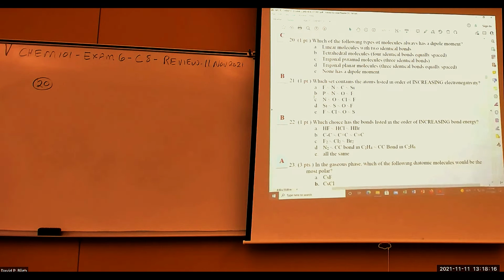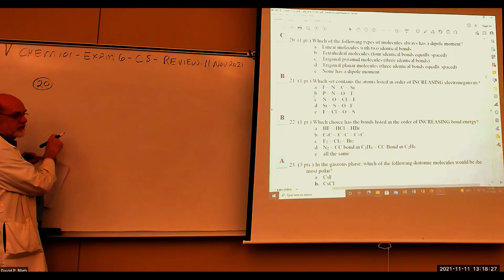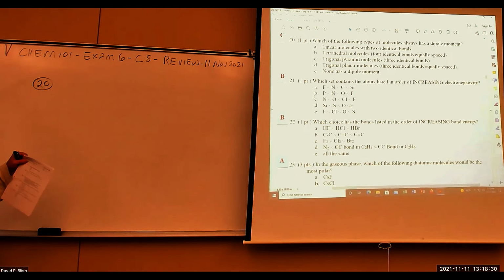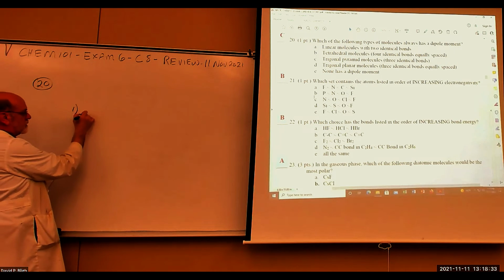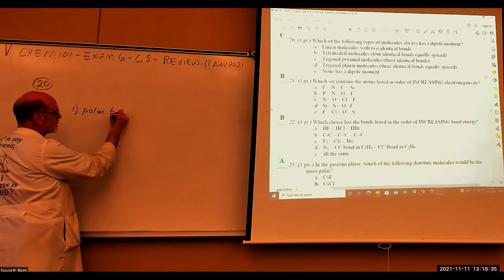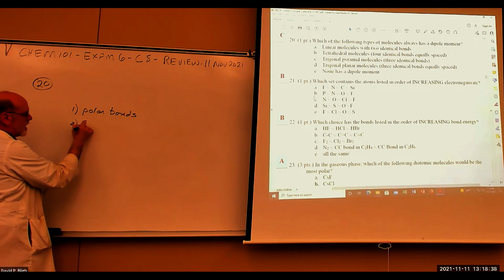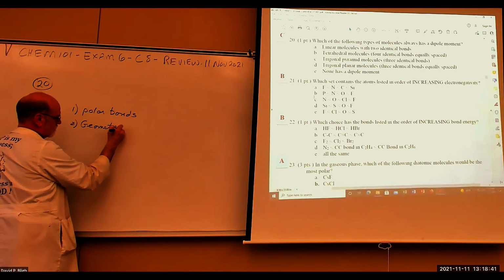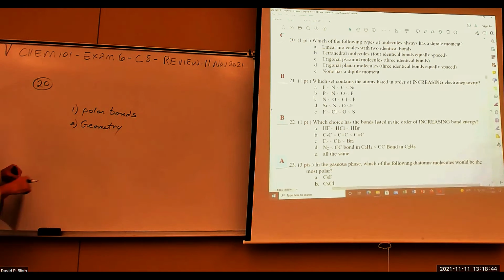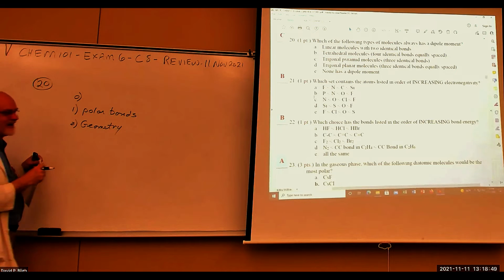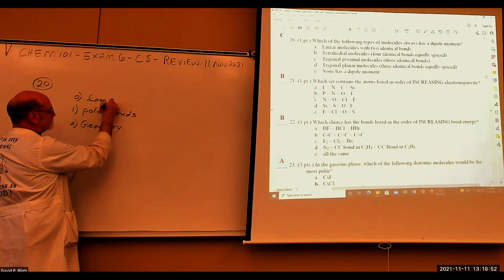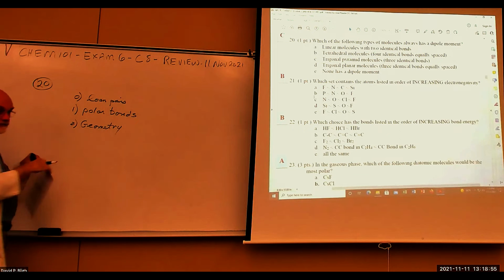Which of the following types of molecules always has a dipole moment? Now, this flies in the face of what I may have said in the past. Right? You need to know 2 things to determine the dipole moment for a whole molecule. Polar bonds and geometry. This adds a twist. Rule number 0: look for lone pairs also.